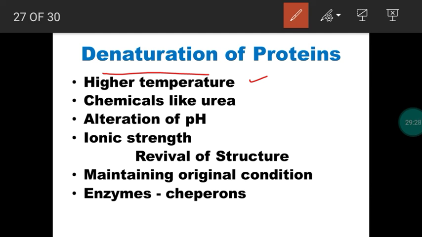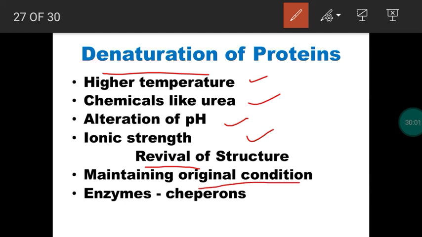So when temperature is increased, when chemicals like urea are added, when pH is changed, or based on the strength of ions in the solution, all these affect the structure of a protein. So these may lead to denaturation of proteins. Then revival of structure. Once the 3-dimensional structure is lost by a protein, how can we restore it? To restore the three-dimensional structure, we have to maintain the same conditions.